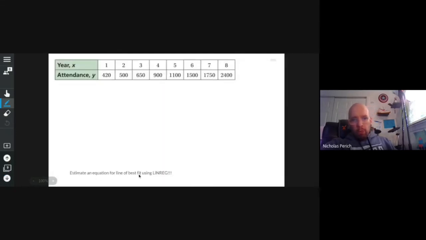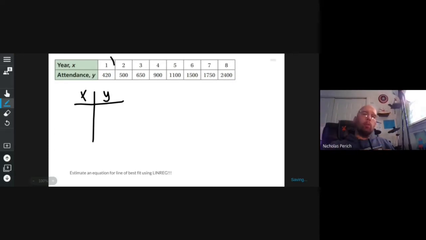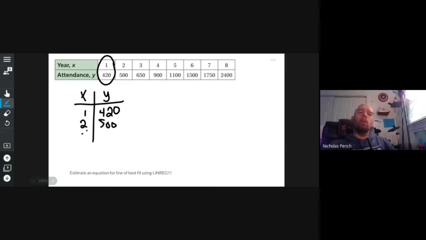Estimate an equation for line of best fit using LinReg again. So you know the drill. I'm going to leave this screen up. Now, if you're confused because it's sideways, your X's are always on your left and your Y's are always on your right. So the first point right here would be 1 and then 420. And then the next one would be 2 and 500, and so on. I don't have to do that if you know what you're doing, but if you need to rewrite it out, go ahead. But I'm going to go to my website and type those in.